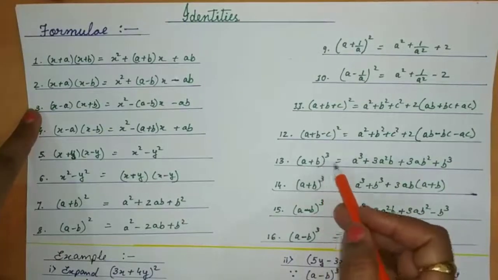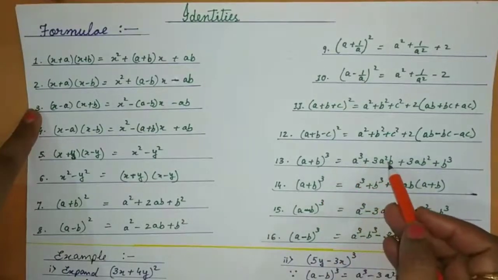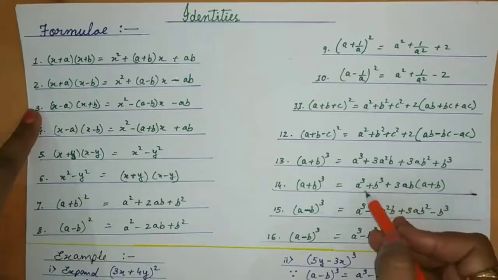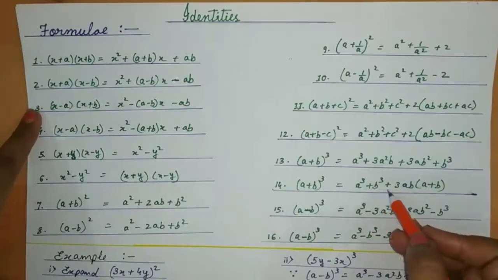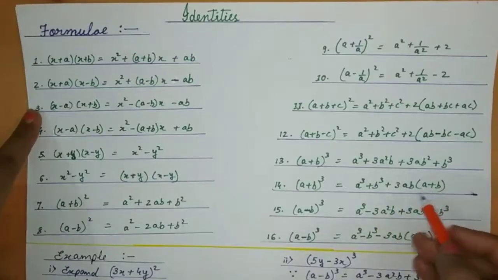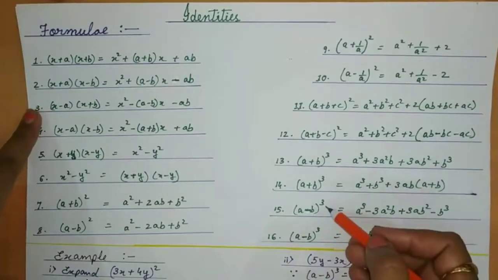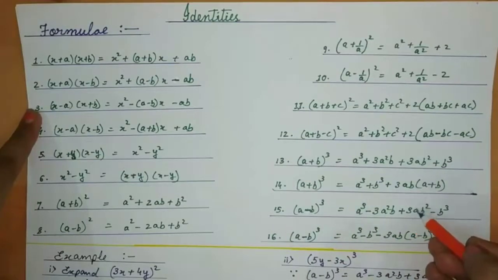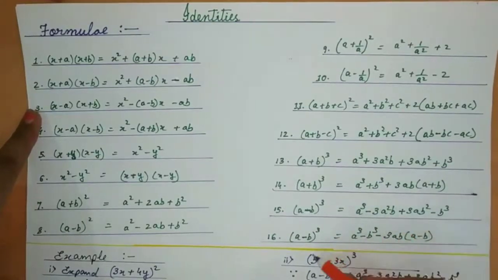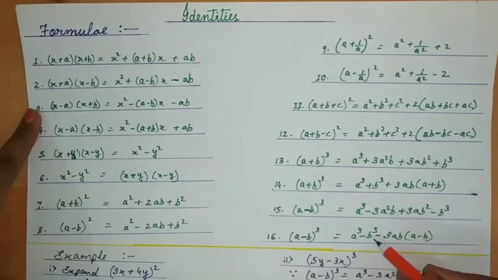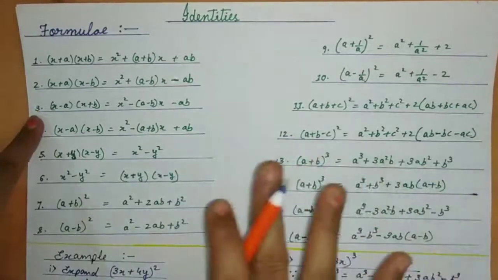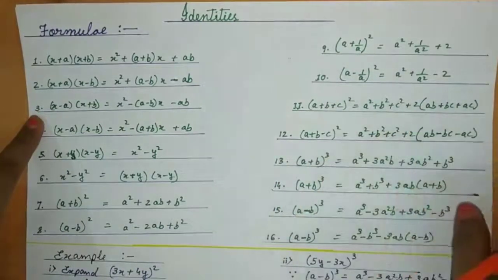Cubes, a plus b whole cube is a cube plus 3a square b plus 3ab square plus b cube. This can also be written as a cube plus b cube plus 3ab into a plus b. Similarly, a minus b whole cube is a cube minus 3a square b plus 3ab square minus b cube. You can also write it as a cube minus b cube minus 3ab within bracket a minus b. So these are the formulas which you are going to use in the exercise.